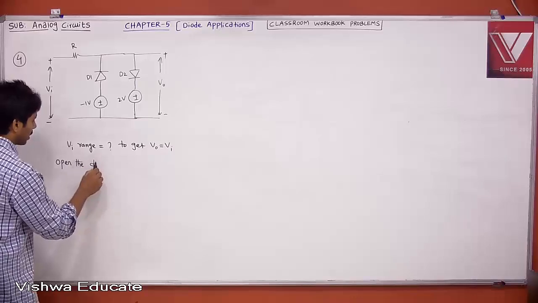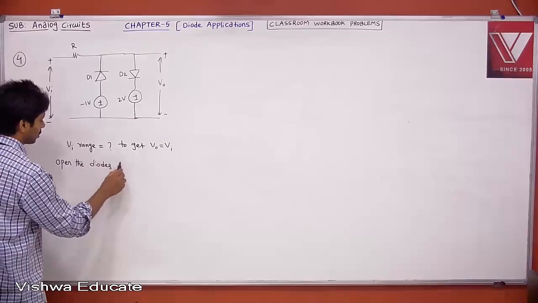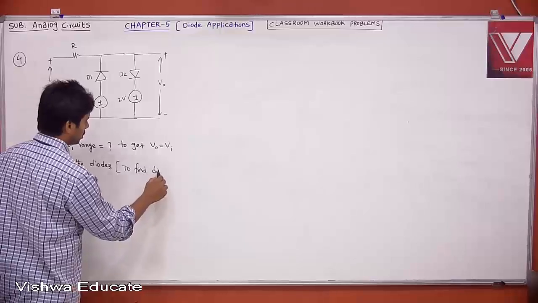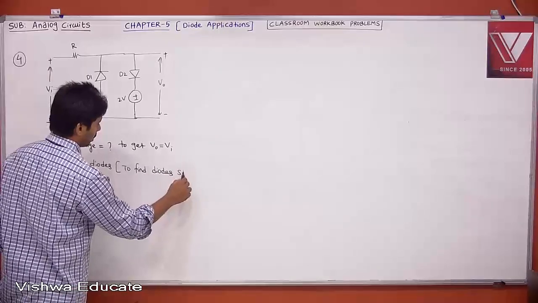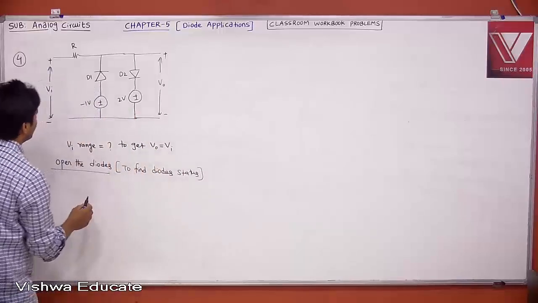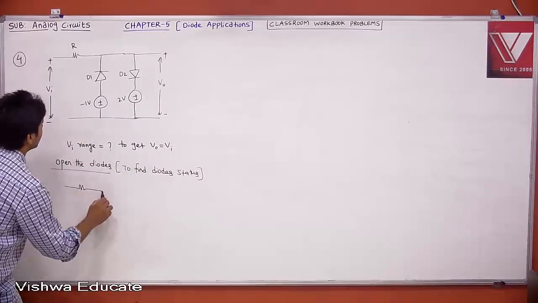Open. If you find the transfer curve, it will tell the story. Open the diodes to find the status. If you want, you can skip this step directly. When you open the diodes, what will you get?